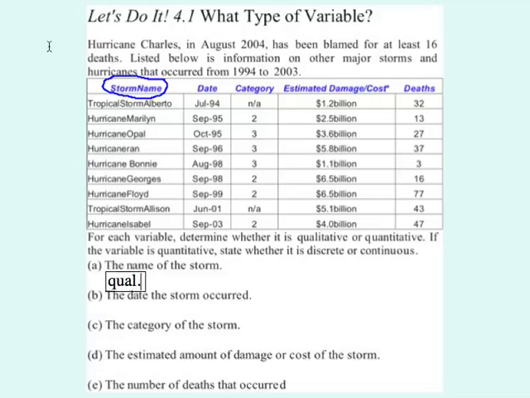All right, what about the date that the storm occurred? Okay, so we want to look at this column right here, the dates. Now think about this one for a second. Hopefully you are seeing that it makes sense to do arithmetic between the dates. Now, you could argue that those dates are categories by the months, but if you think about July 94 to September 95, I can count the number of months between there and tell you the difference between the months, and that's going to make sense. So, in this case, the dates are monthly, so it is quantitative. We're going to go quantitative here.